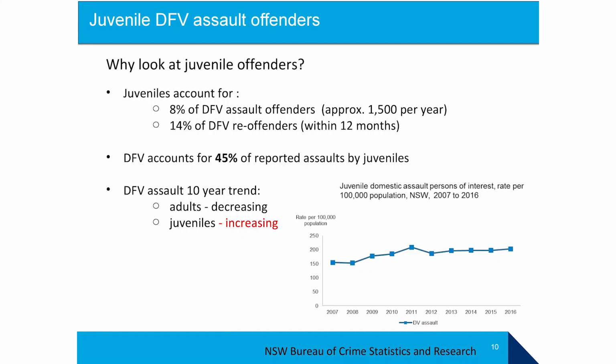So why look at juvenile offenders? They account for about 8% of domestic and family violence assault offenders overall, so about 1,500 a year in New South Wales are proceeded against by police, and they account for about 14% of reoffenders. But we actually know that domestic and family violence assaults account for 45% of reported assaults by juveniles in New South Wales. And as we just saw, looking at the overall trends for domestic and family violence assaults, we see that there was a decreasing trend overall and for adults specifically, but when we look at juvenile offenders, it's actually been increasing.